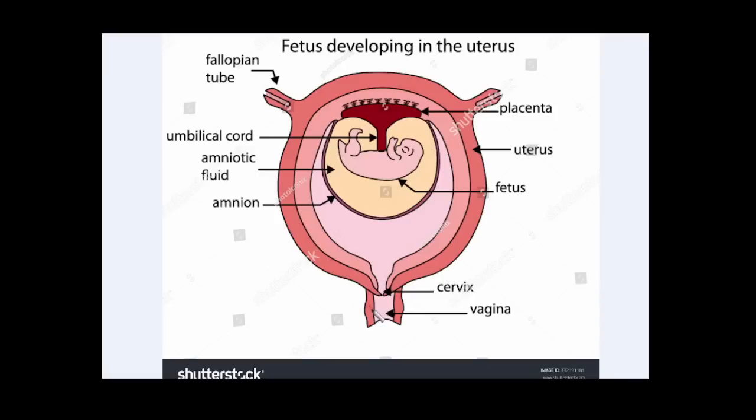And lastly, we have the cervix. The cervix is the lowest part of the uterus, and the cervix opens into the vagina. So those are the parts of the uterus.